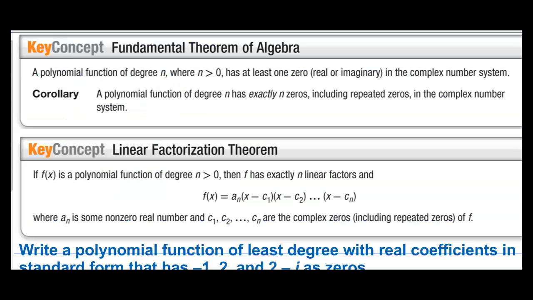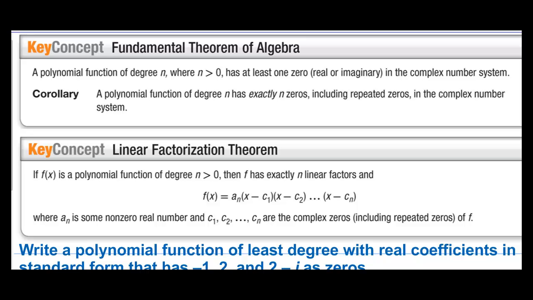The fundamental theorem of algebra. A polynomial function of degree n, where n is greater than 0, has at least 1 zero, real or imaginary, in the complex number system. A polynomial function of degree n has exactly n zeros, including repeated zeros, in the complex number system.